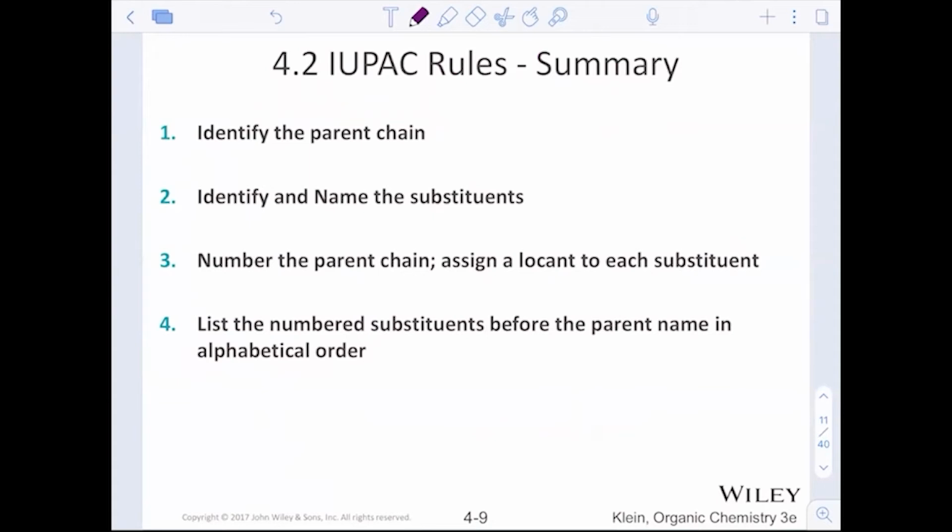So identify the parent, identify and name the substituents, number the parent chain to assign a carbon to each substituent, and make sure that it's the lowest number possible for those substituents. Try out all the areas that you can see. And then list the numbered substituents before the parent name in alphabetical order. We ignore di, tri, tetras, pentas, things like that. Excellent.